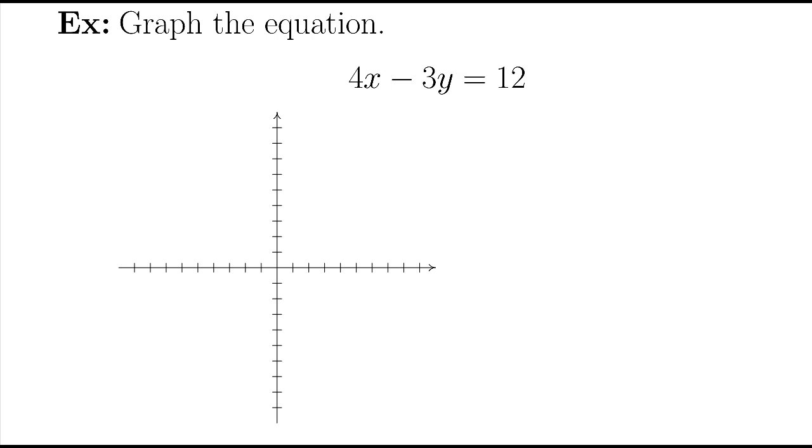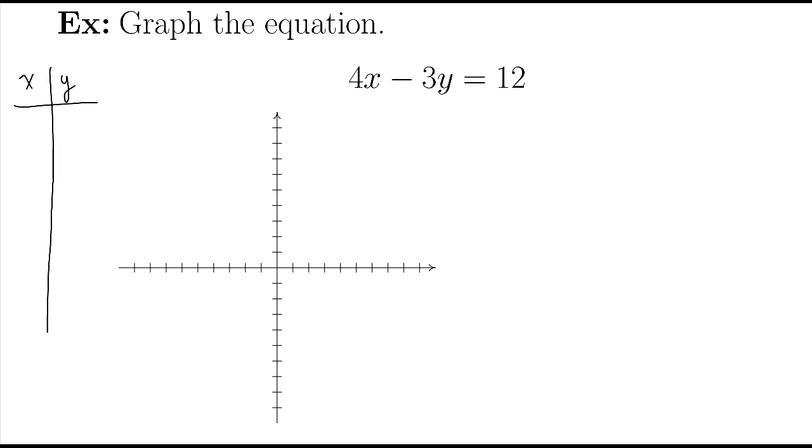Depending on the different method that you use, you could use the intercept method, which in this problem would be the easiest way to do it. You could use the intercept method, which would involve plugging in 0 for y to find the x-intercept, then plugging in 0 for x to find the y-intercept, and then plotting those points and drawing a line through them. But I want to continue with the table method. So I'm going to start off by putting my two columns, x and y.